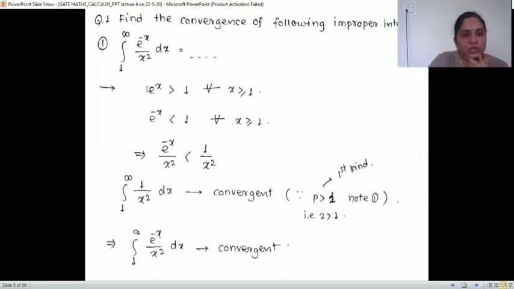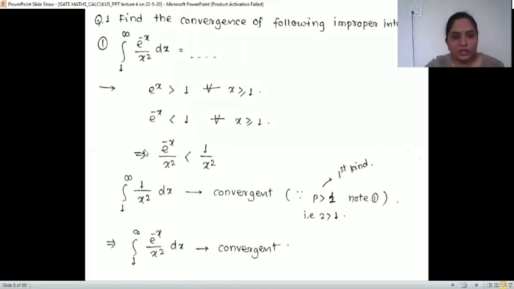We know e raised to x is greater than 1 always. For any x greater than or equal to 1, we just take x greater than or equal to 1 as our integration limits are from 1 to infinity. Changing the sign of x, we get e raised to minus x is less than 1, since once we change the variable, greater will become less, and that is for all x.